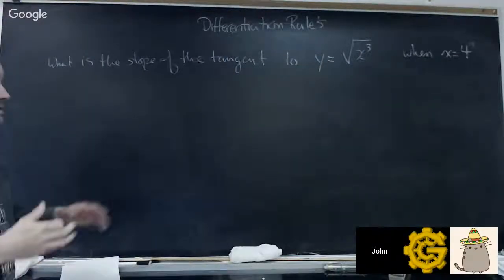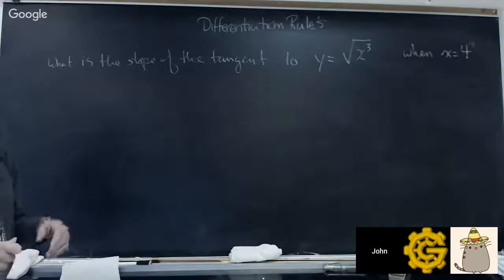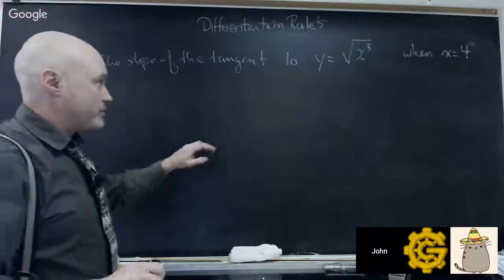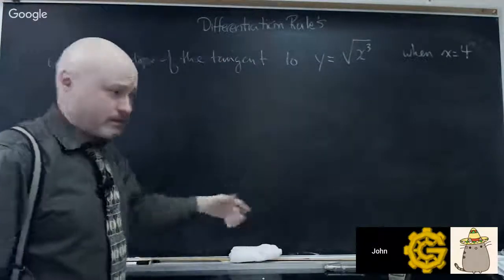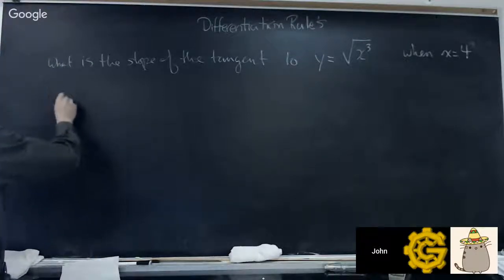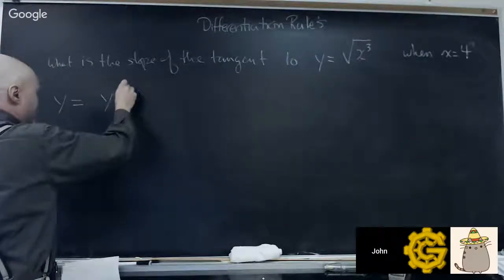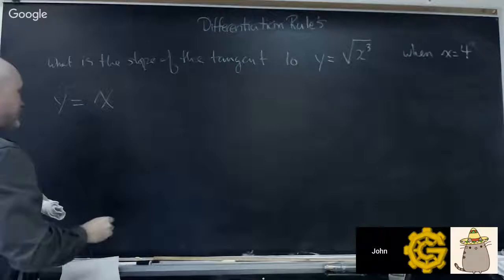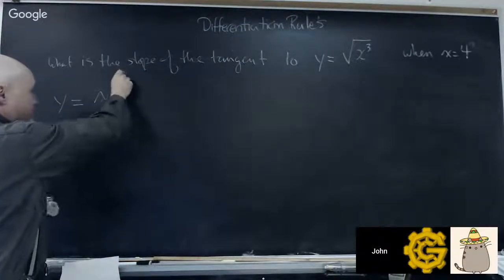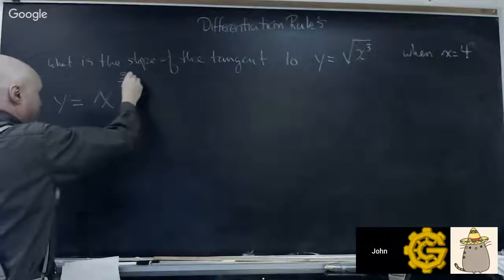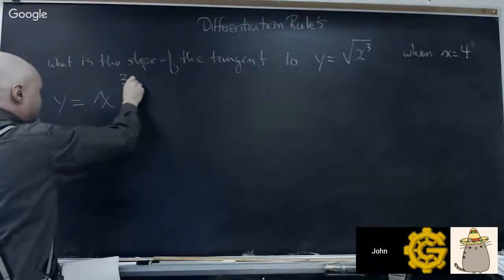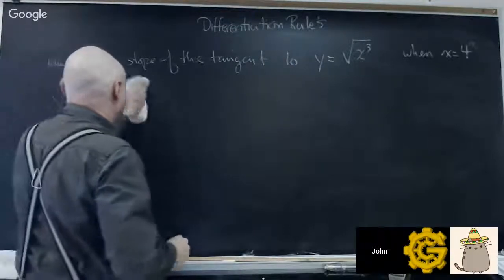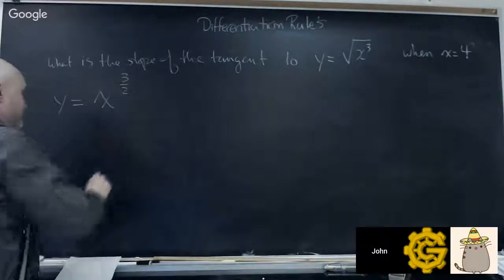All right, look, it's got a radical and it's got an exponent, but I do know what to do. I'm going to write this whole thing as a single exponent just to make it a little bit easier. So y equals x cubed, and then the square root. The square root is really the exponent 1/2, and so this is x to the exponent 3/2.